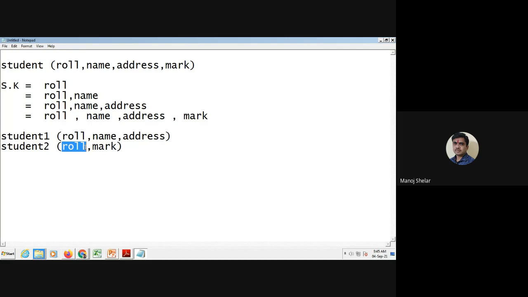What is a candidate key? A candidate key is a minimal super key. This concept is also required in normalization in future, because it is in our syllabus. Roll number is a prime attribute. What is a prime attribute? It is part of the candidate key. So roll number is a prime attribute, and mark is a non-prime attribute.